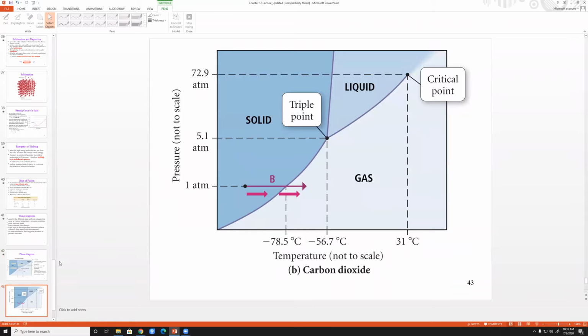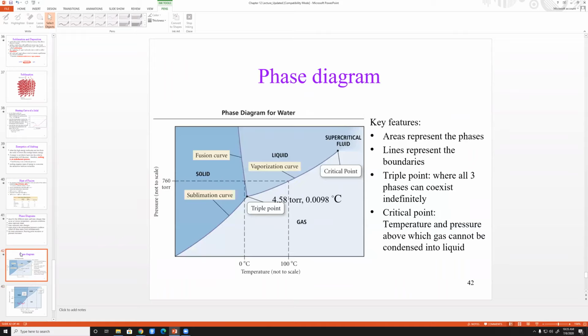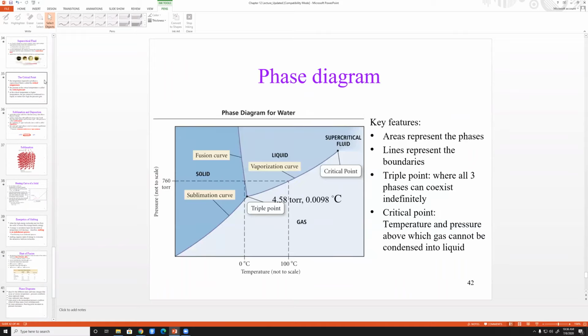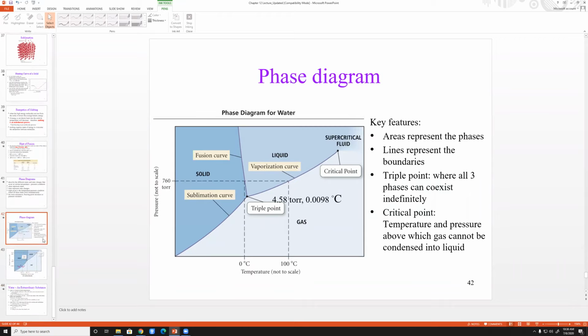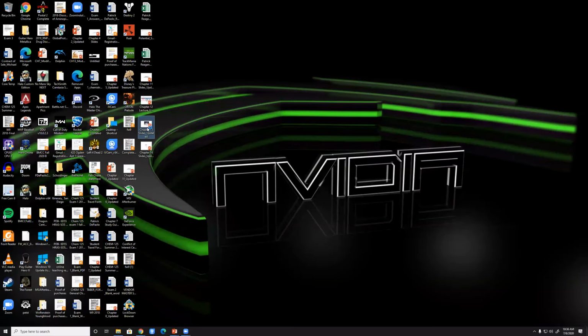So that's basically it for chapter 12. Are there any questions on that? On this concept of the phase diagram or the intermolecular forces? Those are the main things: phase diagram, intermolecular forces. All right. If not, then I will go to chapter 13.